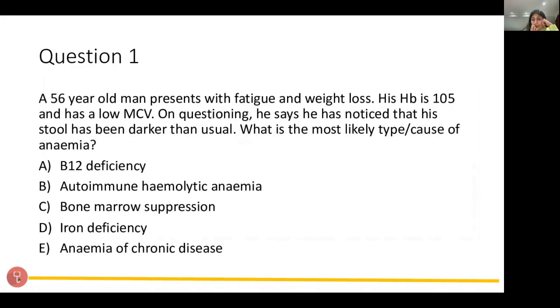So you've got a 56-year-old man here. He's had fatigue, weight loss, hemoglobin's 105, low MCV. His stool's been darker than usual. What is the most likely cause of anemia that we're thinking of?